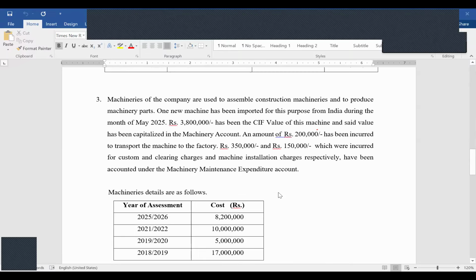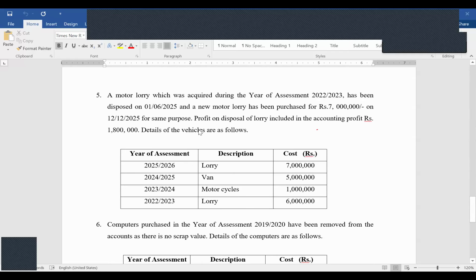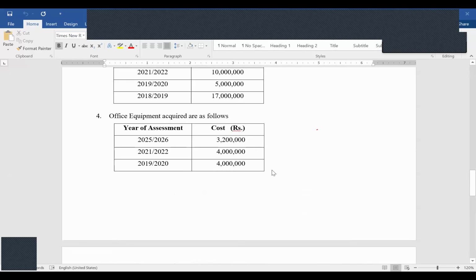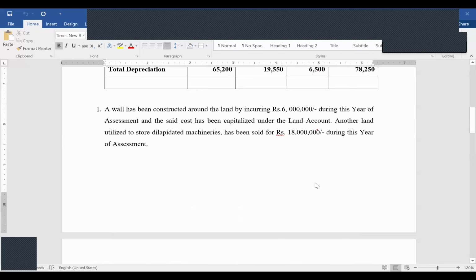So if it is not clearly mentioned, you can make assumptions, saying that we assume that this asset is used during this year of assessment. Okay. Then we can move to the motor vehicle details. A motor lorry which was acquired during the year of assessment 22-23 has been disposed. So we can move to the table. You can see motor vehicles are there, 16 million opening balance. During the period a 7 million vehicle was purchased. Then the disposal value is 6 million. That means a 6 million worth vehicle was sold during this year of assessment 25-26.